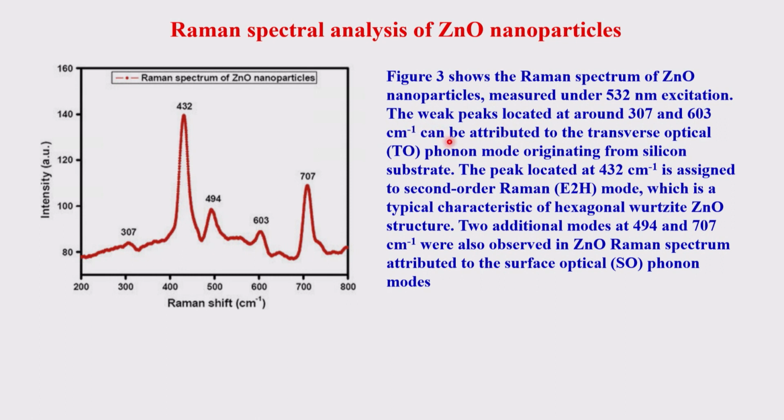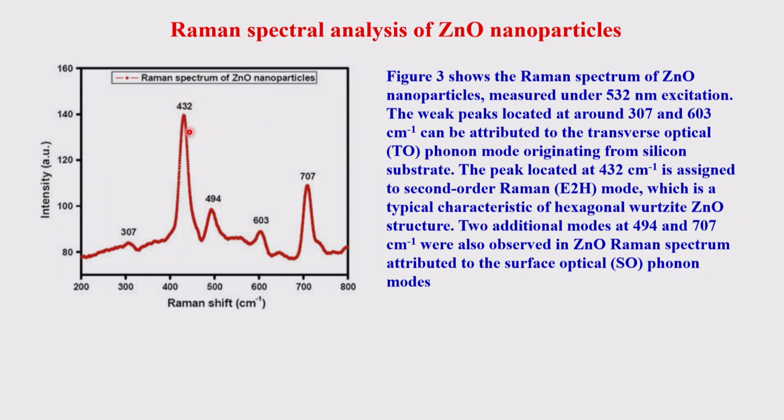The weak peaks located at 307 and 603 are attributed to the optical bands, the phonon modes, which are coming from the silicon. That means the substrate used here is silicon, and you have coated the zinc oxide nanoparticle on it, so that also comes. You can see that these are the silicon signatures. Then the 432 is basically a second order Raman, and we don't need to know these modes. It is a typical characteristic of the hexagonal wurtzite.